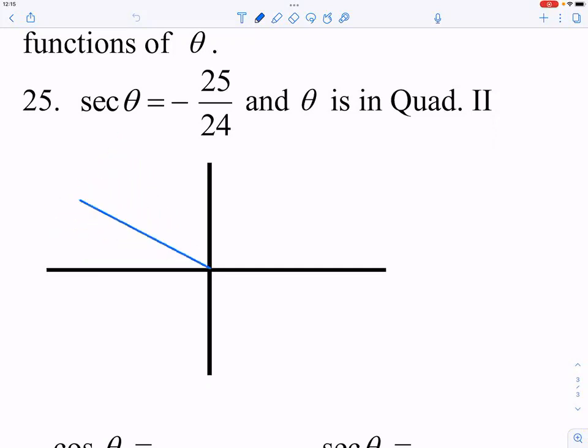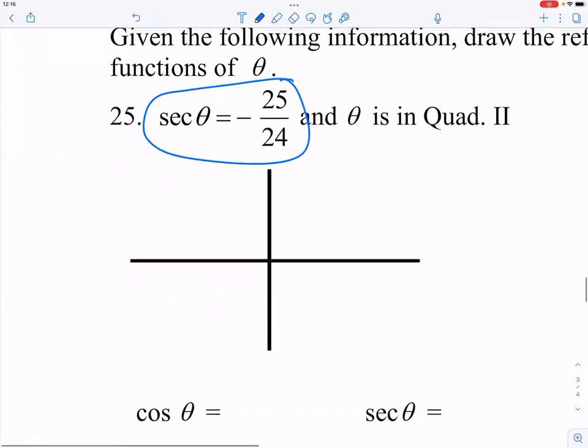Now, is it going to be like this or that? How do we know which one is which? Well, that's why we look at this: secant theta is negative. Does it make sense that secant theta is negative? Why does it make sense that secant is negative? It's one over cosine, right?